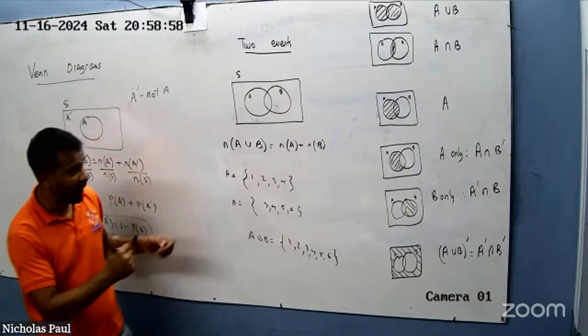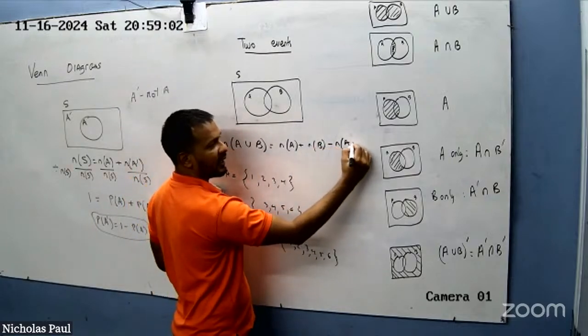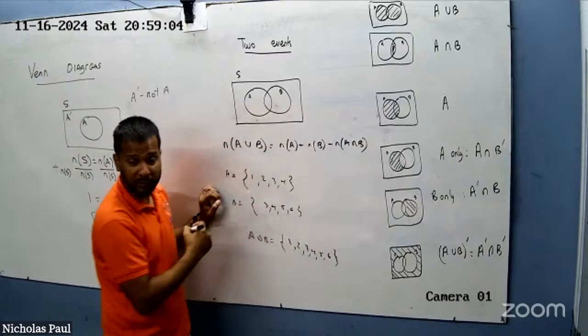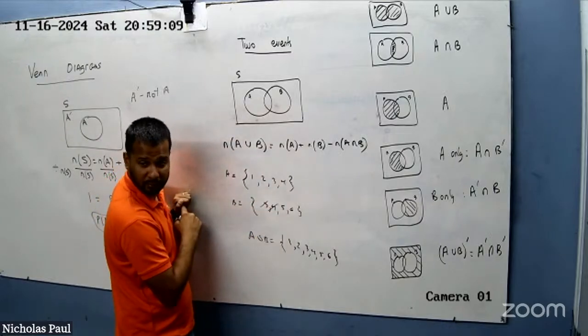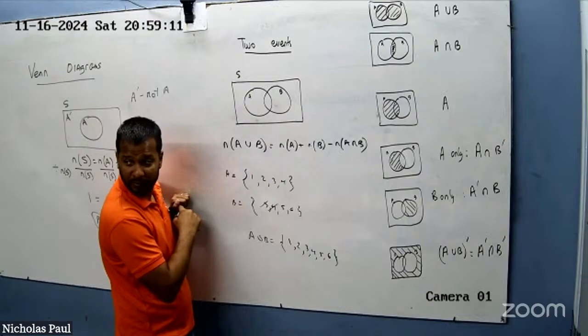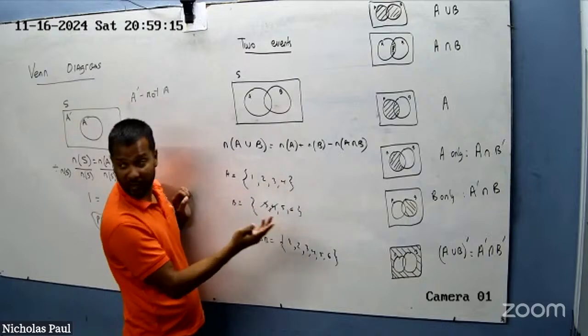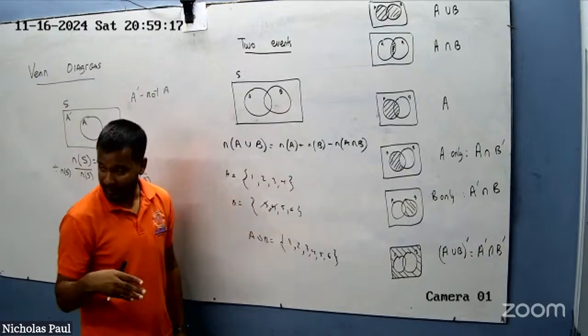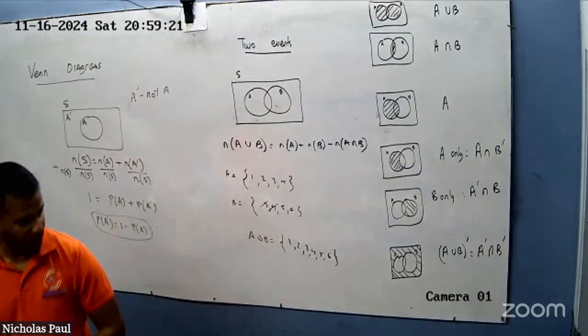Yeah, correct. So you subtract A intersect B. If I subtract A intersect B, I'll be left with this. Is that okay? Minus a 3 and a 4, because A intersect B is 3 and 4. So you're subtracting one of them. All okay with that?